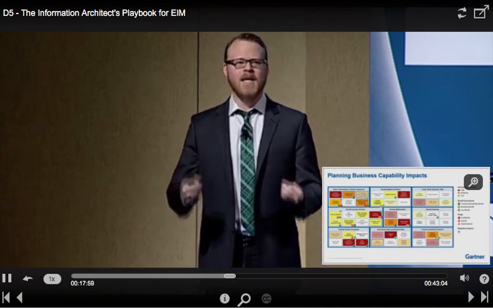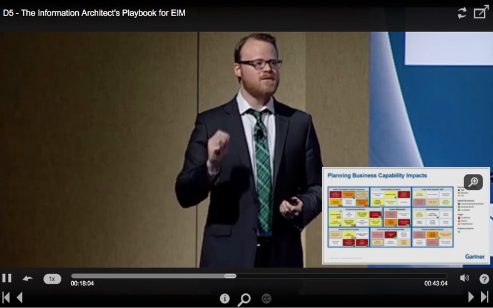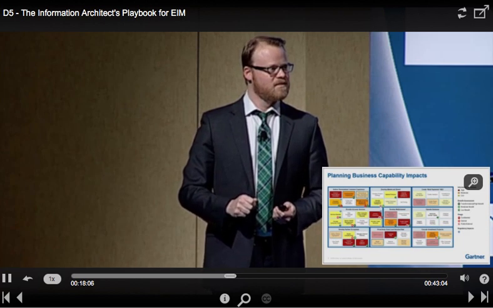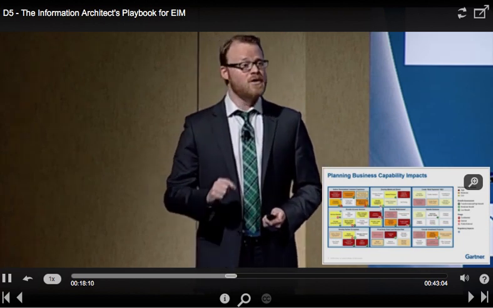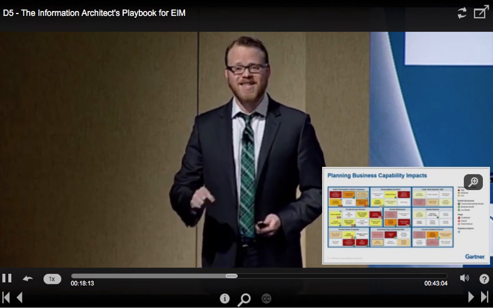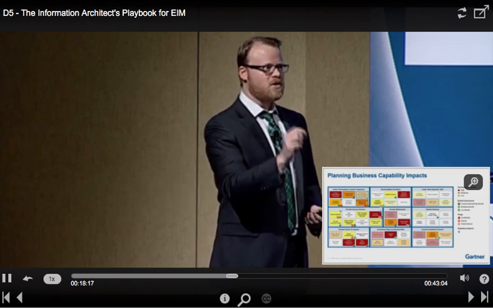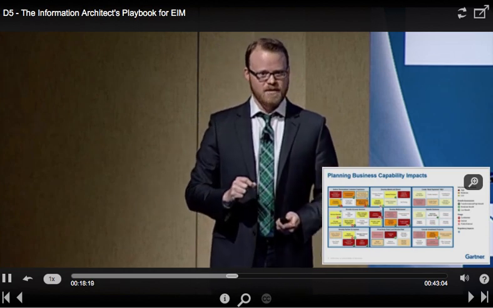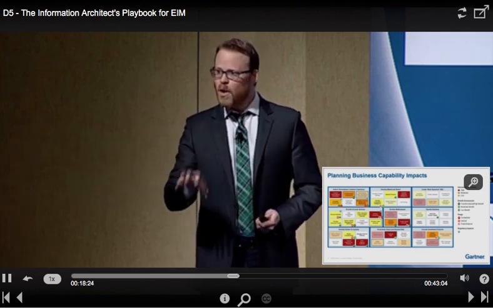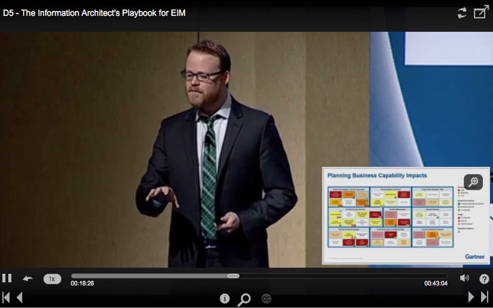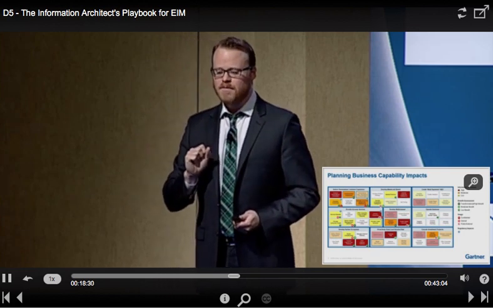I can look at a glance, all those red boxes, those are the most important things for my business. And more importantly, when I say the most important things for my business, I mean those are the most important things for my business over the next few years. So I'm going to want to focus on those as an information architect and scope my EIM program according to what is important now.